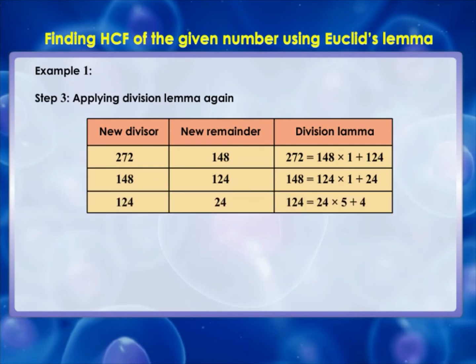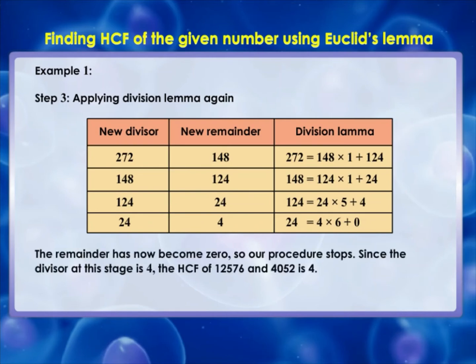We consider the new divisor 124 and the new remainder 24, and apply the division lemma to get 124 = 24 × 5 + 4. We consider the new divisor 24 and the new remainder 4 and apply the division lemma to get 24 = 4 × 6 + 0.